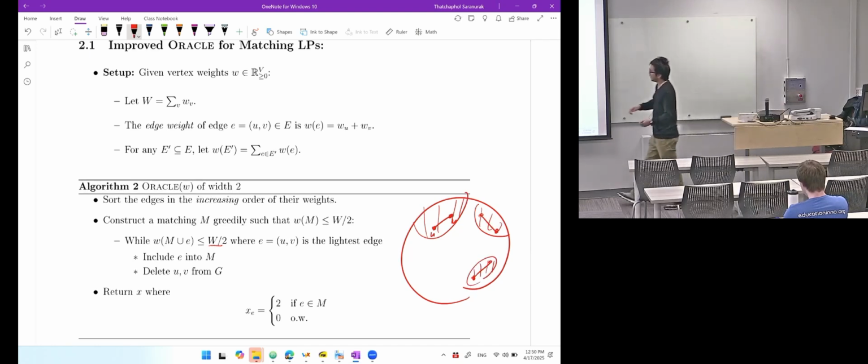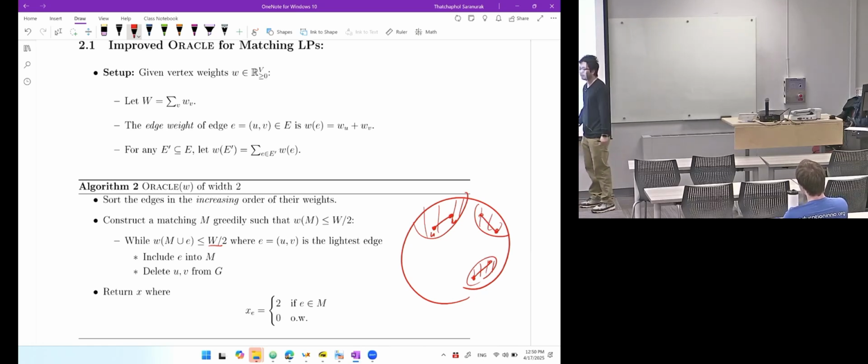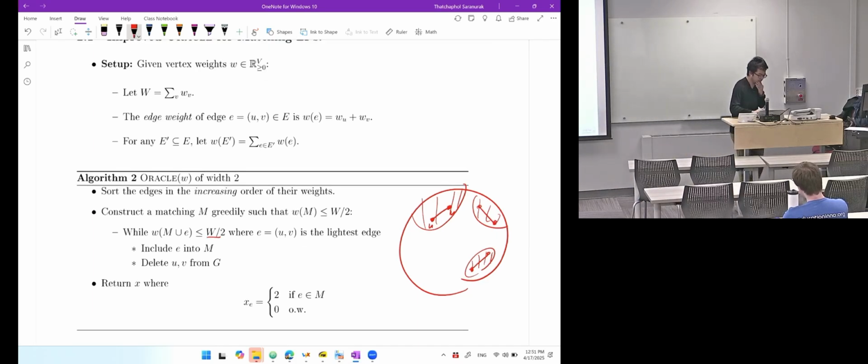So obviously the set of edges that I add is going to be a matching, right? They are disjoint. And so I just keep finding this set of edges as long as the total weight is not too big. And once the weight is big enough, then I just return x, where x is set to a value of 2 on every edge in my matching.